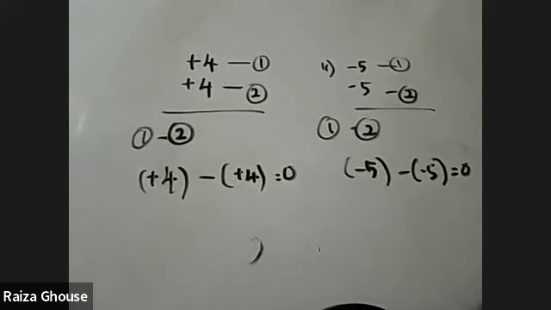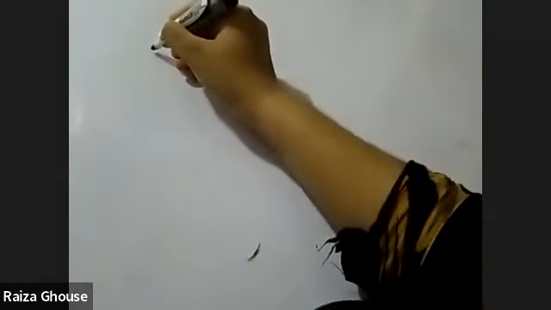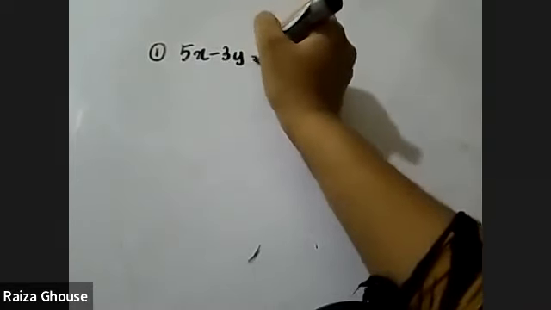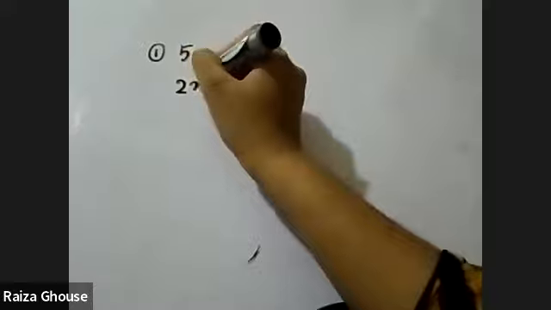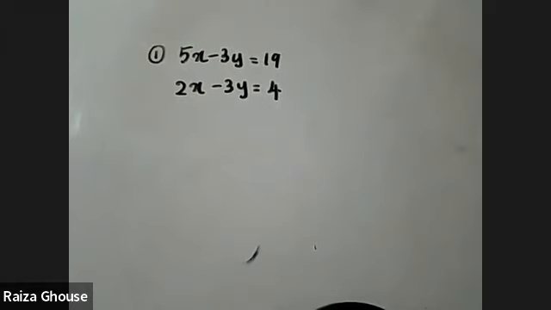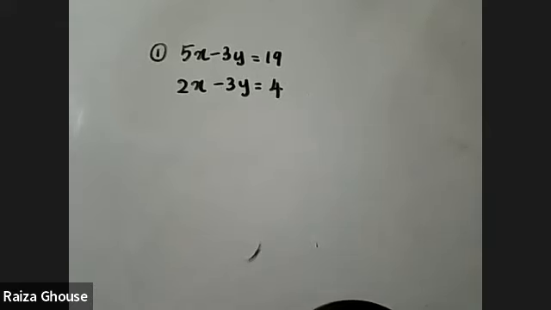So I'm going to give you a simultaneous equation now. This is the first question, question number 1. Negative 5x minus 3y equal 19, 2x minus 3y equal 4. In this, you have to find x and y. I'll give you a time of 5 minutes. Quickly find x and y and send your answers to me in the Zoom chat. Show your steps clearly, number the equations.